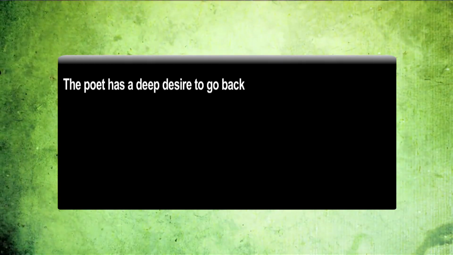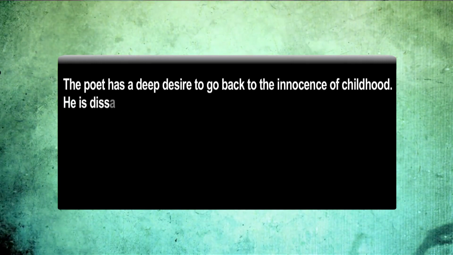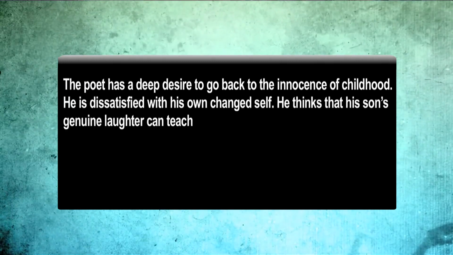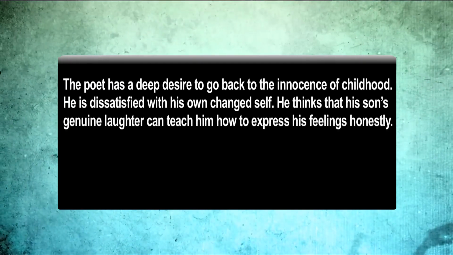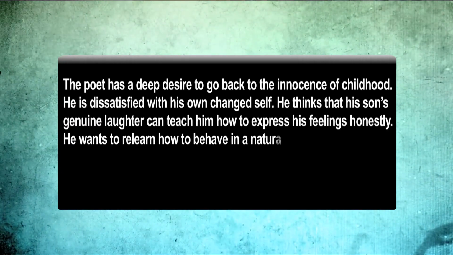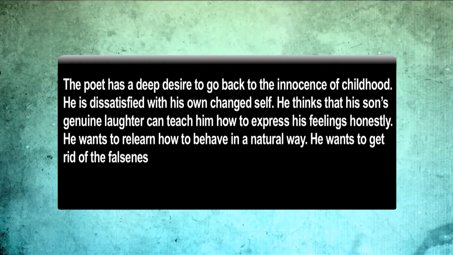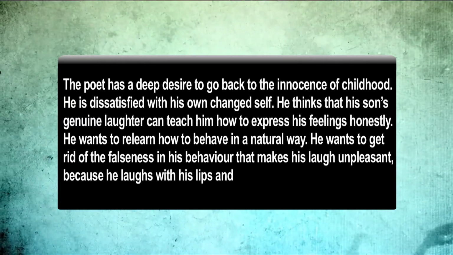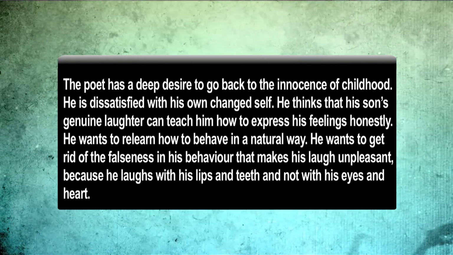Learners, the last part of the poem, stanzas 6 and 7: "But believe me, when I was like you, so I have learned many things, son. I have learned to wear many faces," he says. The poet has a deep desire to go back to the innocence of childhood. He is dissatisfied with his own changed self. He thinks that his son's genuine laughter can teach him how to express his feelings honestly. He wants to relearn how to behave in a natural way. He wants to get rid of the falseness in his behavior that makes his laugh unpleasant, because he laughs with his lips and teeth and not with his eyes and heart.